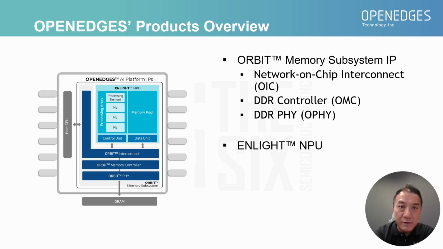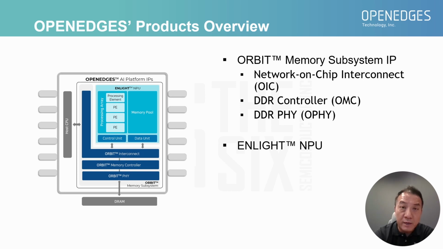At OpenEdges, we have primarily two main product lineups. Our Orbit line of products is our total memory subsystem. It starts at the interconnect bus called OIC, connecting to the DDR controller, the OMC. Finally, our DDR5, the O5, acts as the physical and electrical interface that communicates with the external DRAM. Each piece of these IP can be licensed separately or altogether for the most synergy in the memory subsystem.